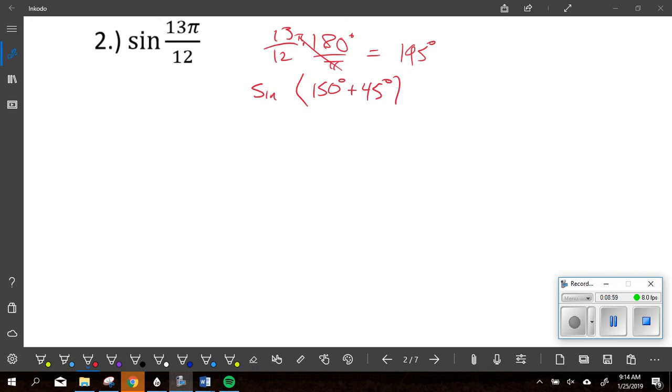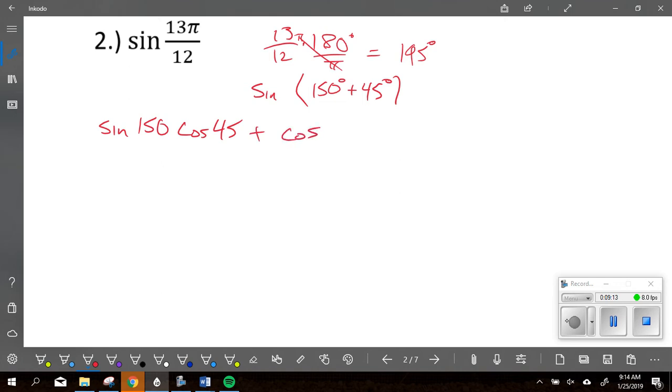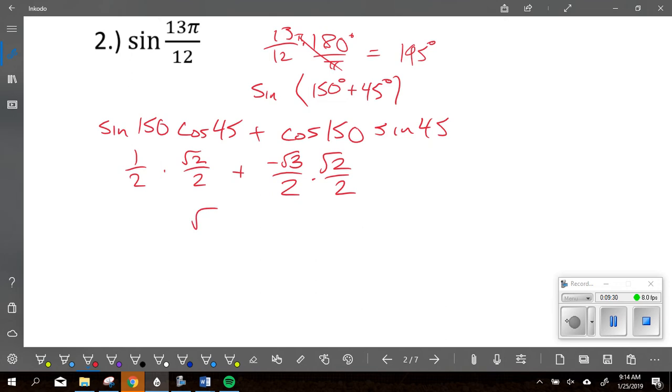So looking at this, Amanda gave us 150 and 45. It's sine, and to get them, I had to add. We could have technically found two that subtracted to get there, but I did adding. And so now I'm using the sine formula. Sine of 150, cosine of 45, plus cosine of 150, sine of 45, and I'm plugging in. Sine of 150 is 1/2, times radical 2 over 2, plus cosine of 150 is negative radical 3 over 2, times radical 2 over 2. Radical 2 over 4 minus radical 6 over 4. I put those together. I get radical 2 minus radical 6 all over 4.